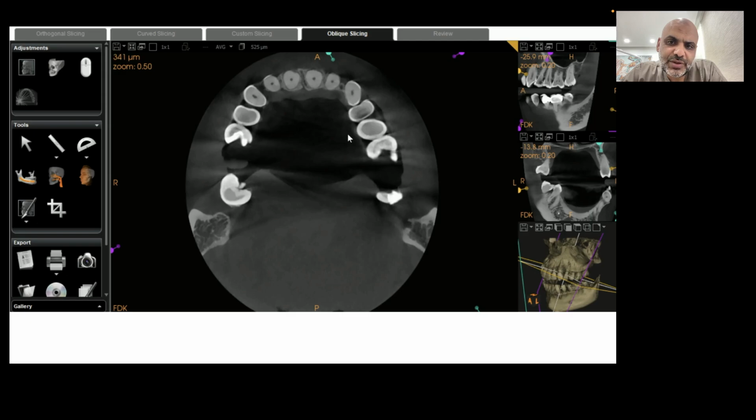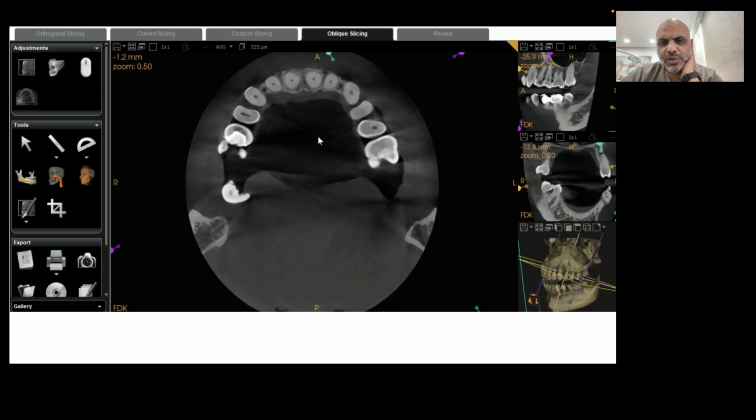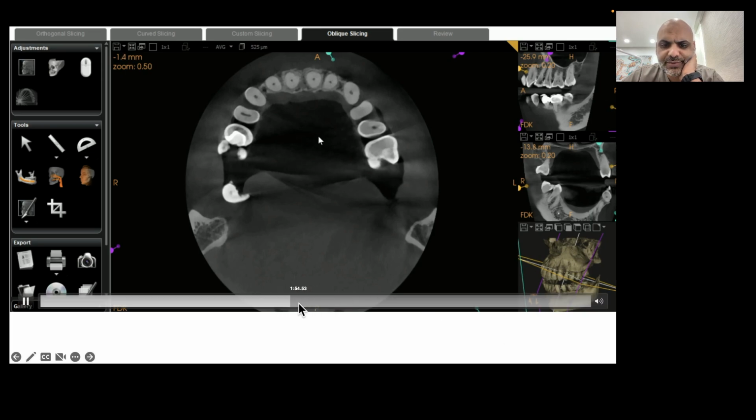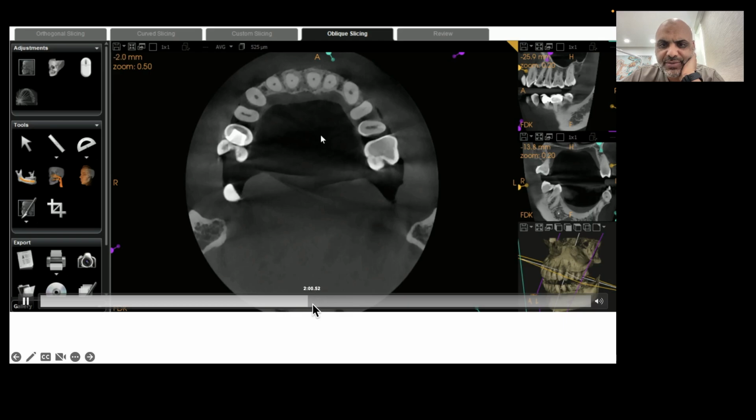When we scroll more down, we start seeing the evidence of the canal. The canal is calcified in both upper 4 and 5. Now we start seeing the canal in the 5, and we will look for the canal on the 4. I recommend that you use the mouse, guys, to scroll down because it's faster. Now we start seeing the canal here.